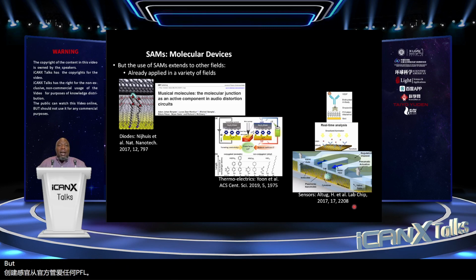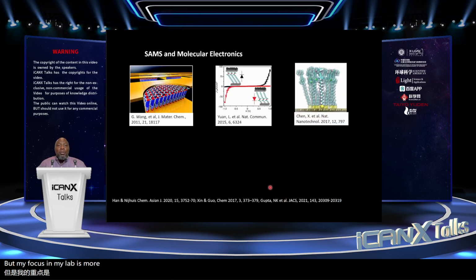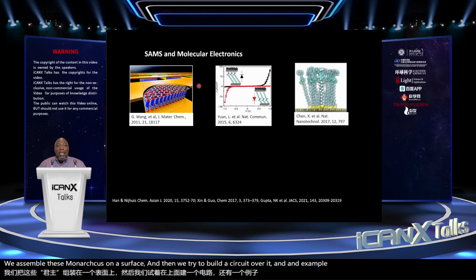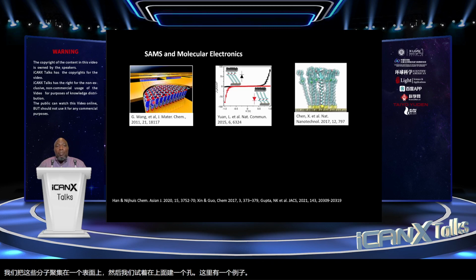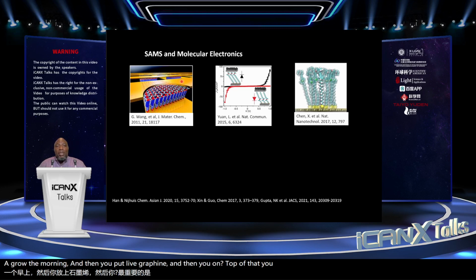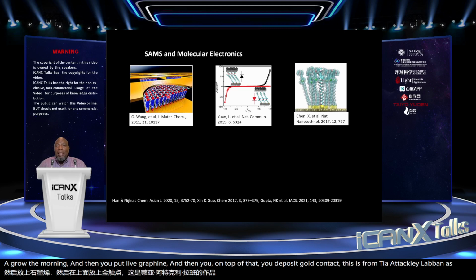But my focus in my lab is more on molecular electronics. With molecular electronics, we assemble these molecules on a surface, and then we try to build a circuit over it. An example here is where you grow the monolayer, and then you put a layer of graphene, and then on top of that, you deposit gold contacts. And this is from Takili's lab in SNU in Korea.